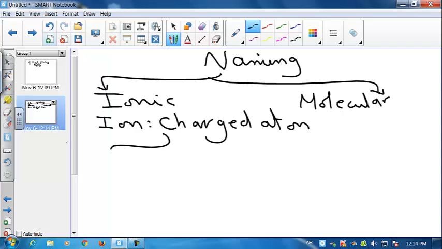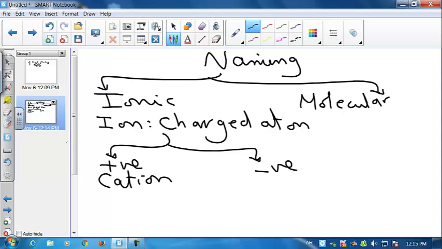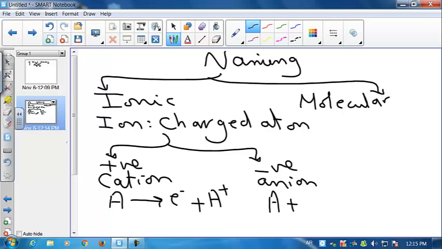This ion can be positive by losing electrons or negative by gaining electrons. The positive, we call it cation, and the negative, we call it anion. When any atom loses electrons, it converts to a positively charged ion, a cation. When any atom gains electrons, it converts to an anion, negative charge.